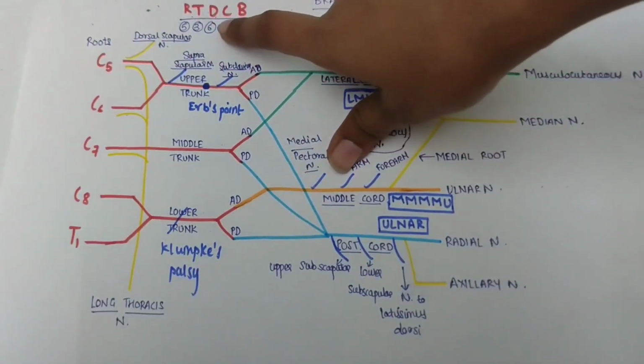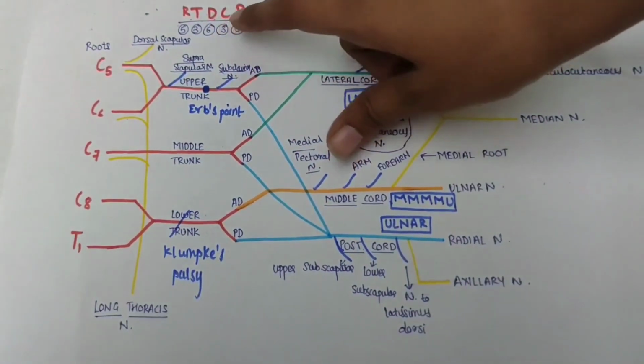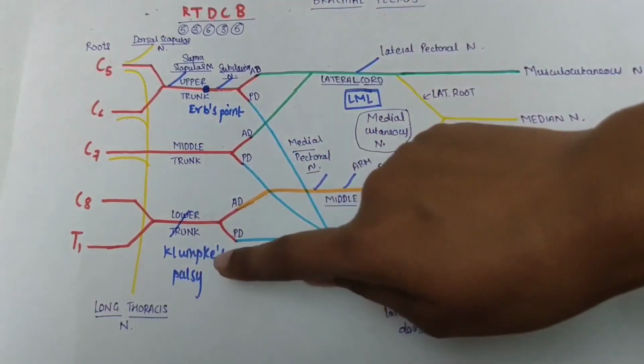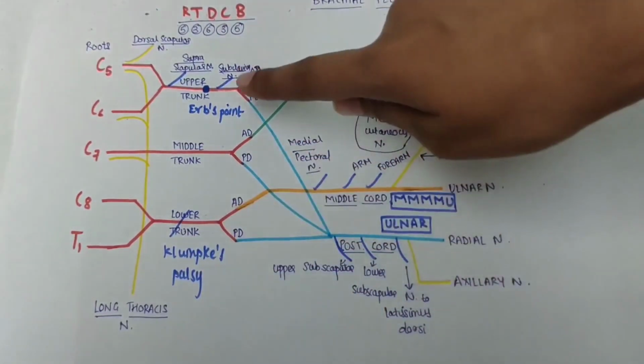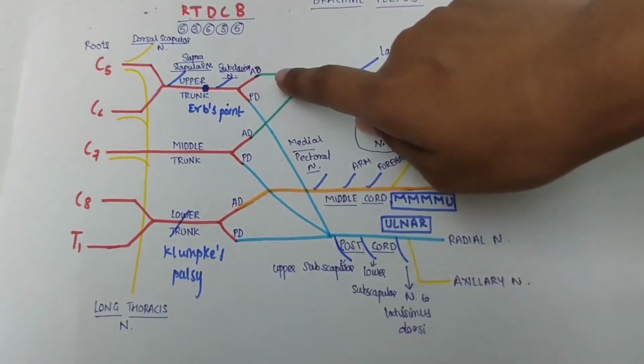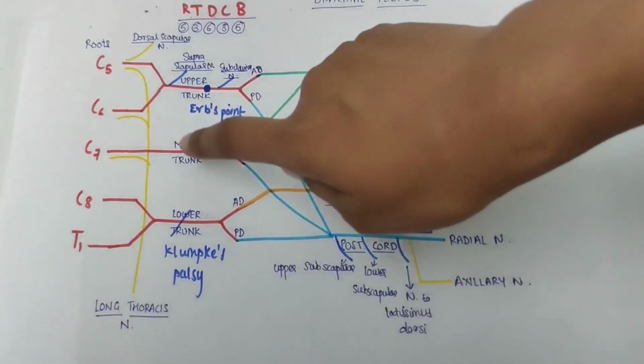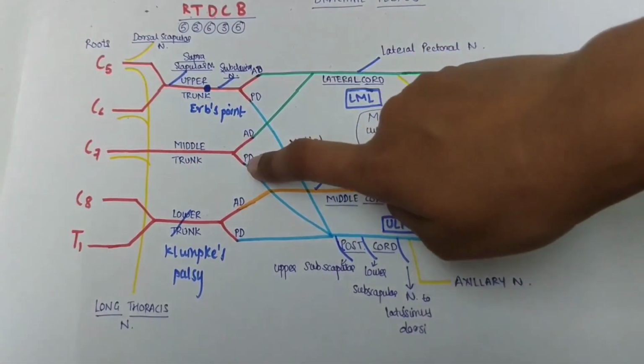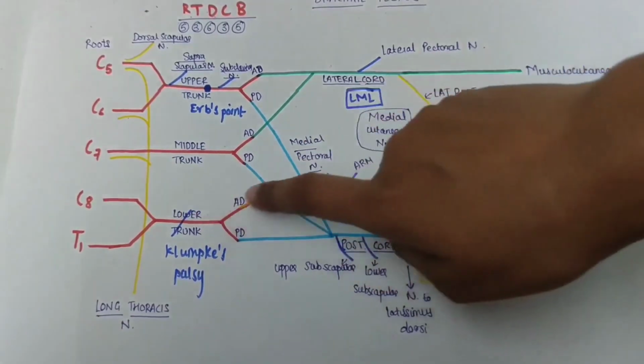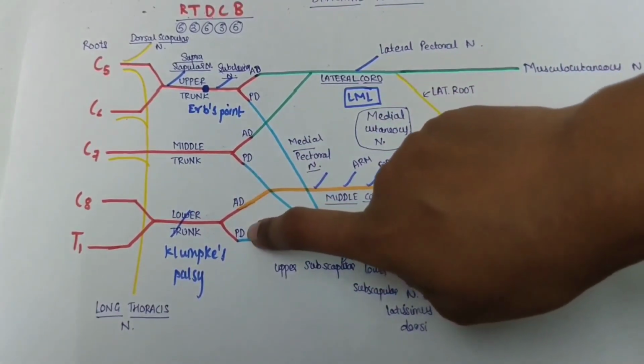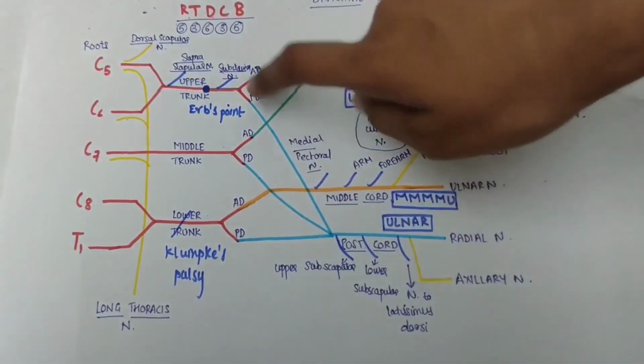Now we will come to divisions, where there are 6 divisions. So each trunk has 2 divisions. The upper trunk has an anterior division and a posterior division, the middle trunk has an anterior division and a posterior division, and the lower trunk has an anterior division and a posterior division. So there are a total of 6 divisions.